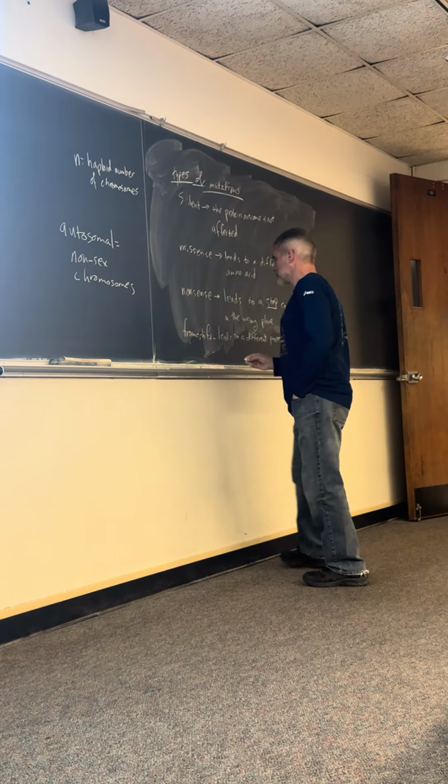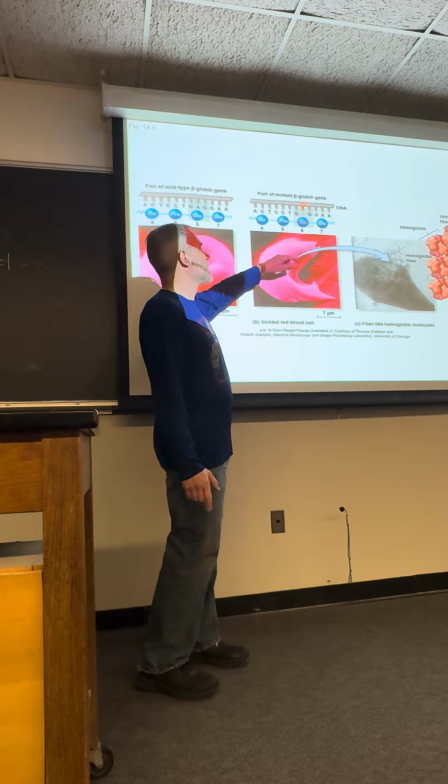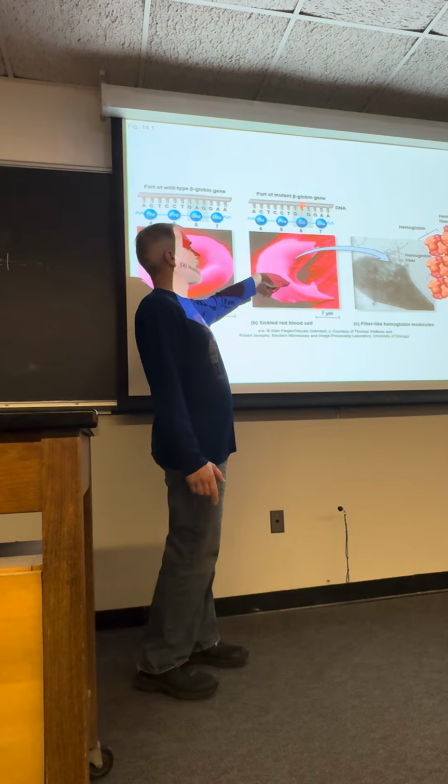In sickle cell anemia, one change to one amino acid causes your red blood cells, which are normally nice and round and buoyant and holding lots of oxygen, to form the shape of a sickle, which is like a C shape. And this does not bind oxygen very well.